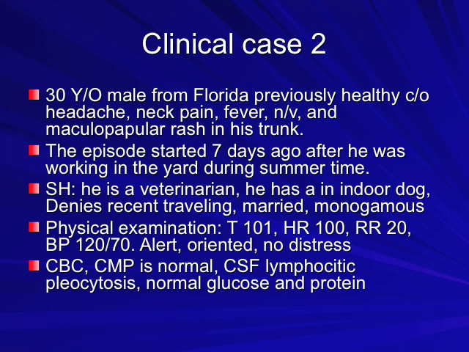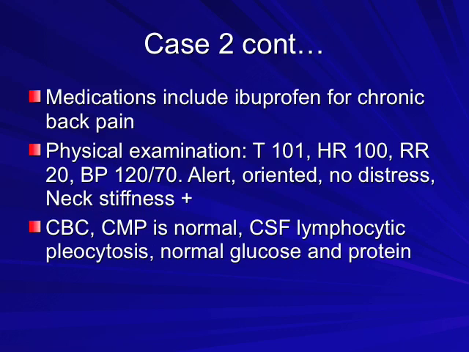Meningitis. Because, again, the CSF was abnormal, but he's alert and oriented. His medications include ibuprofen for chronic back pain. Oh, and we said this already: he has neck stiffness. And this is the rash, like a maculopapular rash. Again, from Florida, 7 days incubation period. No high-risk social behavior. No recent traveling.